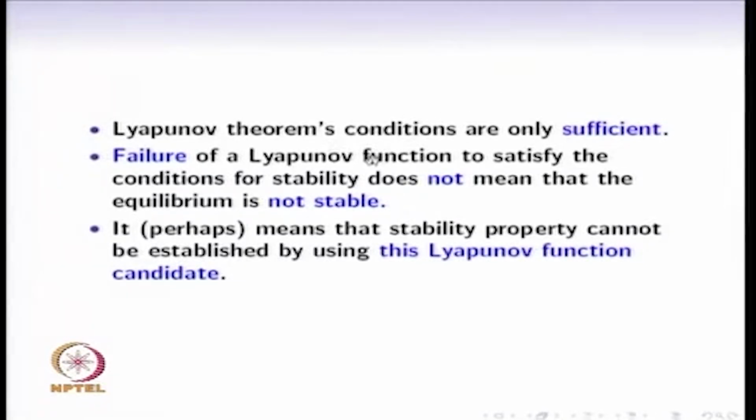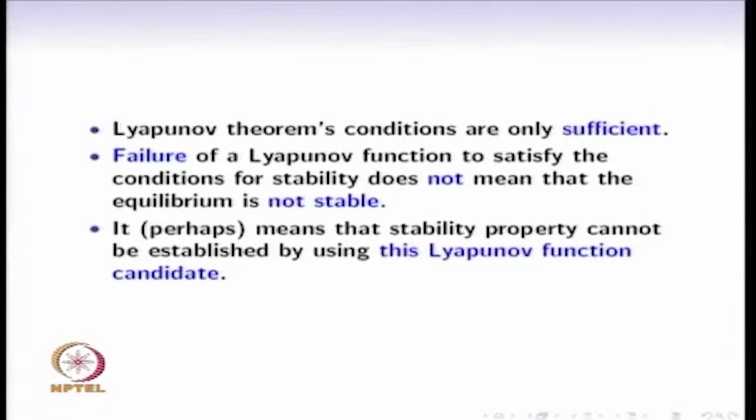If we have a candidate that fails to satisfy those properties, we cannot go ahead and conclude that the origin is not stable, because it does not mean that. It perhaps means that that candidate is to blame. That candidate may not be the correct function, and we should perhaps be looking for other candidates which will satisfy the conditions that are stated in the Lyapunov's theorem for stability.